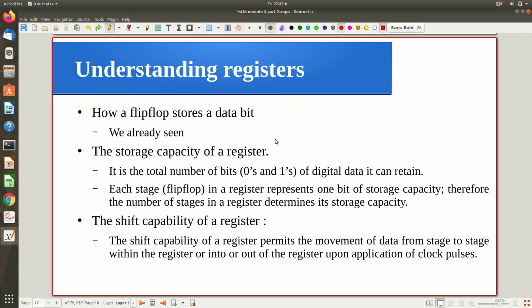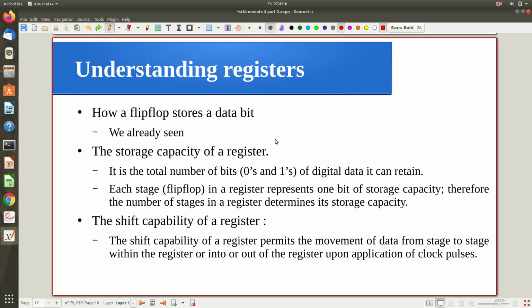This is what I was telling, how a flip-flop stores a bit. We have already seen that, I request you to go through it. The storage capacity of a register is the total number of bits of digital data it can retain or store. Each stage of the flip-flop, and here stage basically means flip-flop, this is something I took from the NPTEL lecture. Again, they use the terminology stage for a flip-flop. Each stage or flip-flop in a register represents one bit of storage, and therefore the number of stages, that many flip-flops are there, right? That determines how many bits the register can store, the storage capacity of the register.